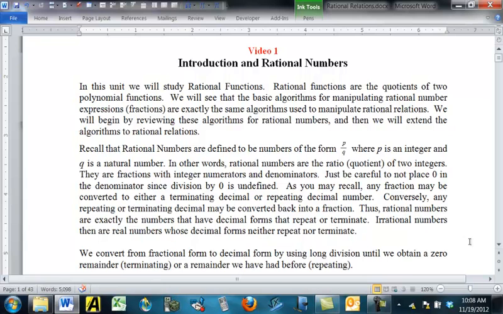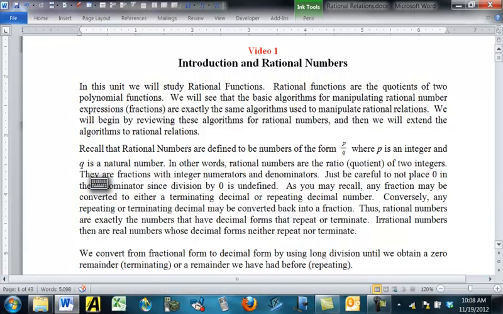So again, rational numbers are defined to be numbers of the form p over q, where p is an integer and q is a natural number. So they're the quotient or ratio of two integers, fractions. We got to make sure that the denominator is not 0. Remember, we don't divide by 0.